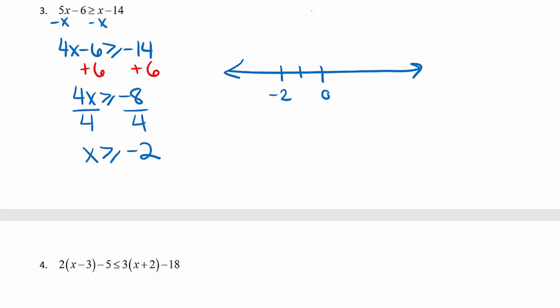Finally, I'm going to put my solution on the number line. I have that or equal to symbol, so I have to do the closed circle. And greater than means we shade everything in to the right.